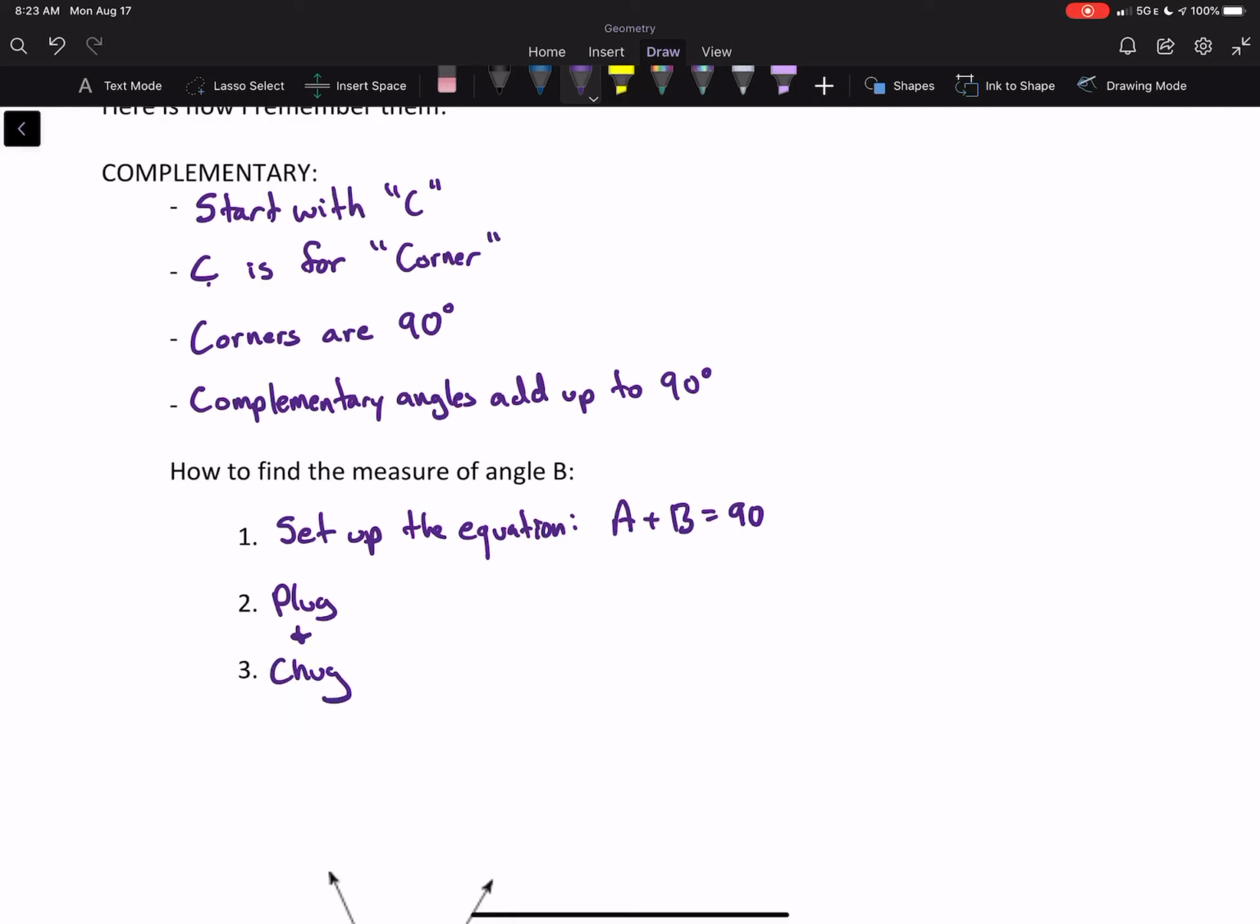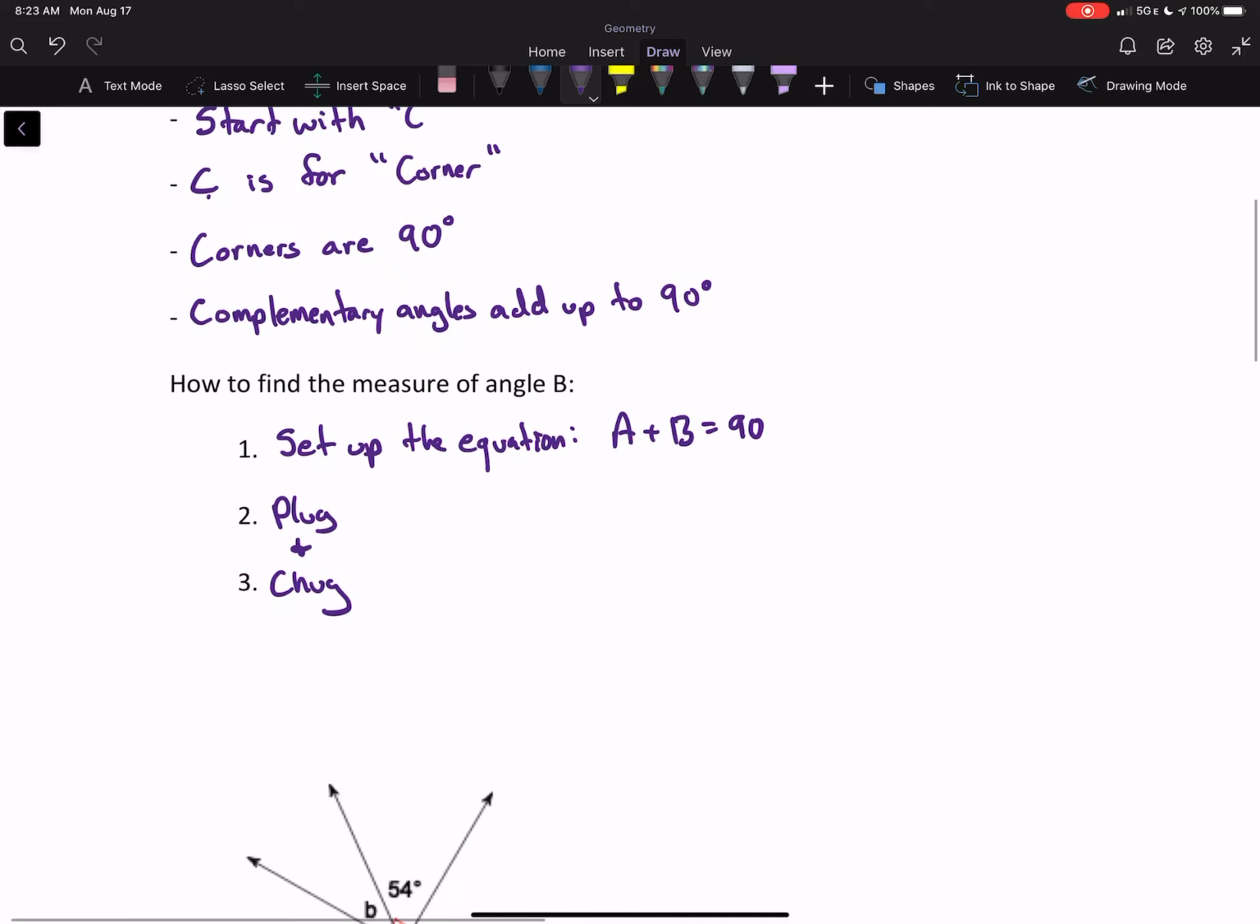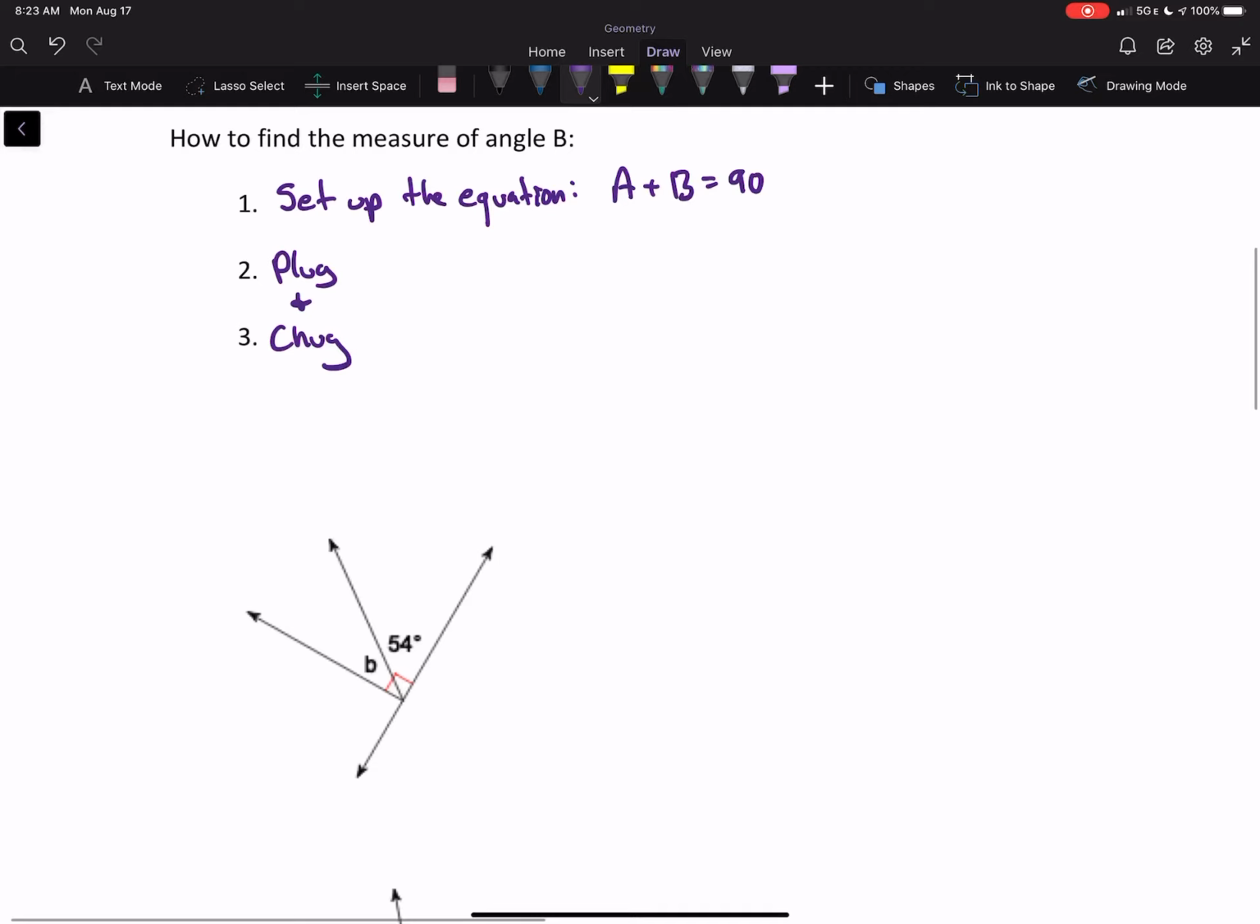And then we're going to plug and chug. My high school geometry teacher actually used that phrase, and it's stuck with me ever since. So we're just going to plug and chug our numbers. Let's see what that looks like. In here, this is the 90 degrees right here. So we've got this angle, it's 54, and this angle B. Over here, this part is irrelevant. We're not going to pay attention to that part because that's not part of the angle.